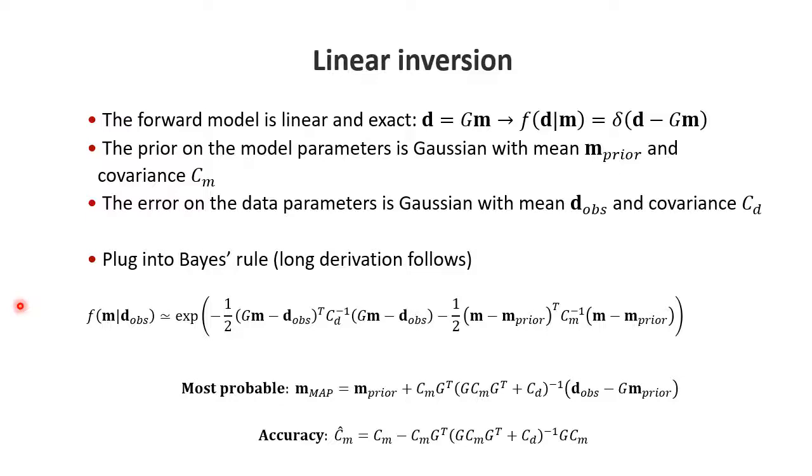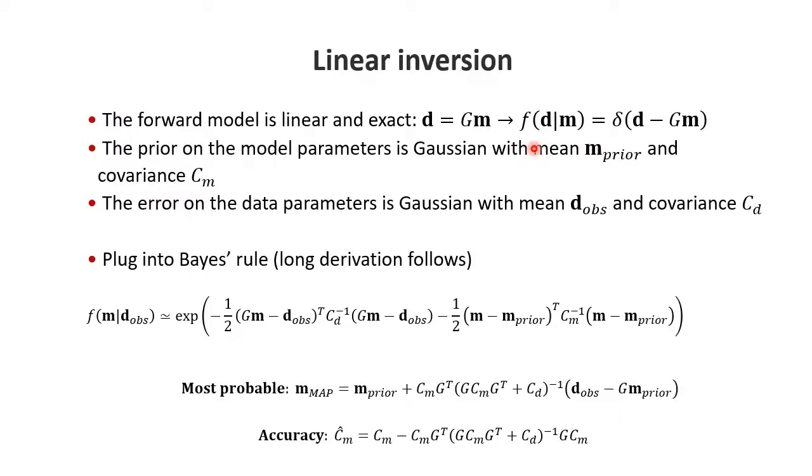Now we have specified our prior model and our likelihood distribution. We plug that into Bayes' rule, and we get our posterior distribution. Our posterior distribution is again a Gaussian distribution. That has simply to do with the fact that our prior distribution was Gaussian, our likelihood distribution was Gaussian, and our forward model is linear.